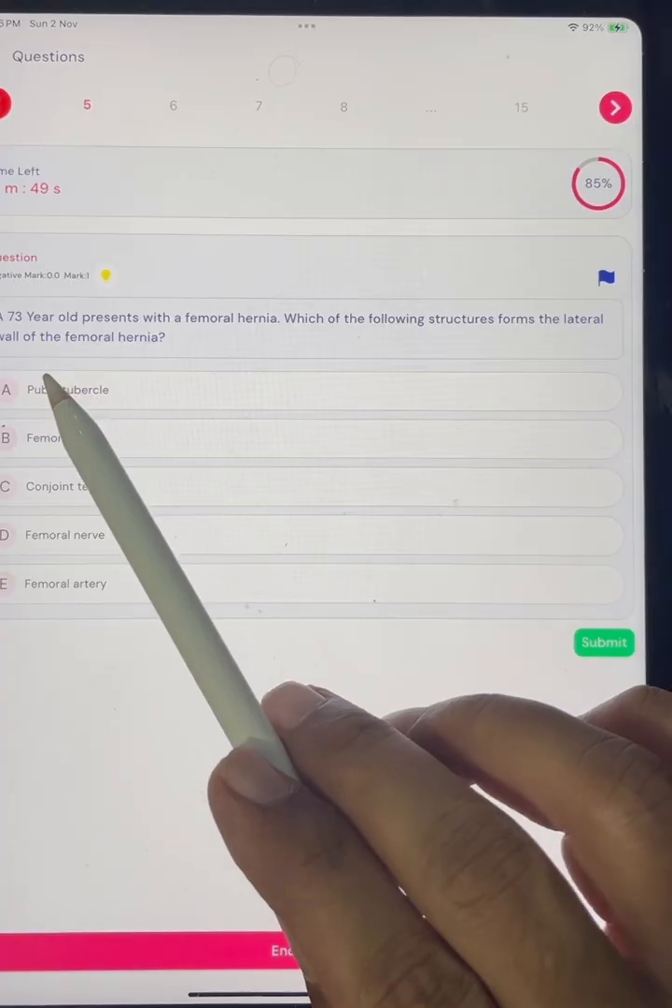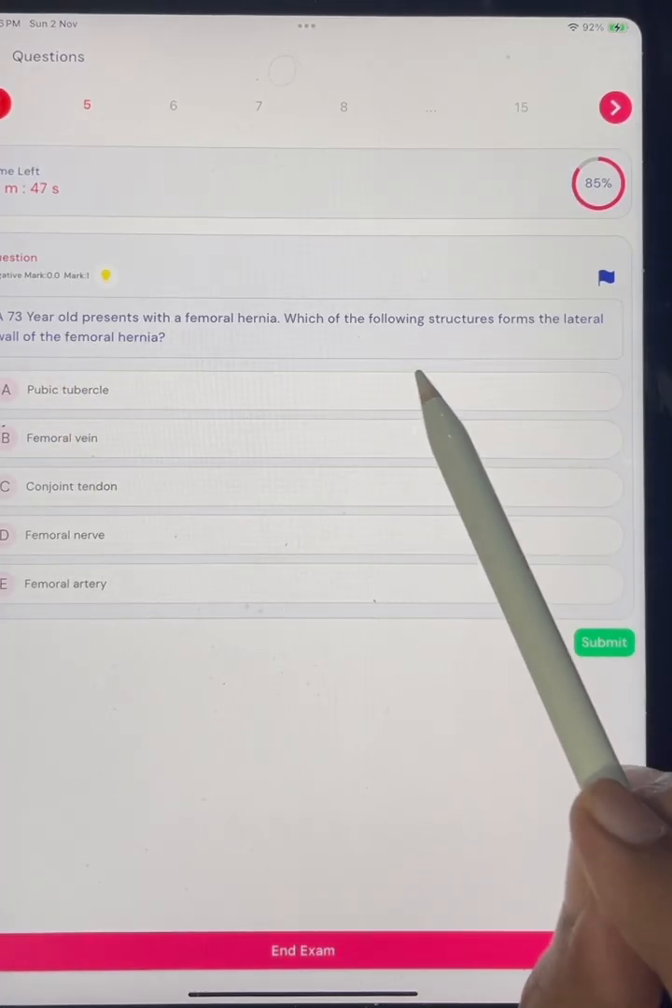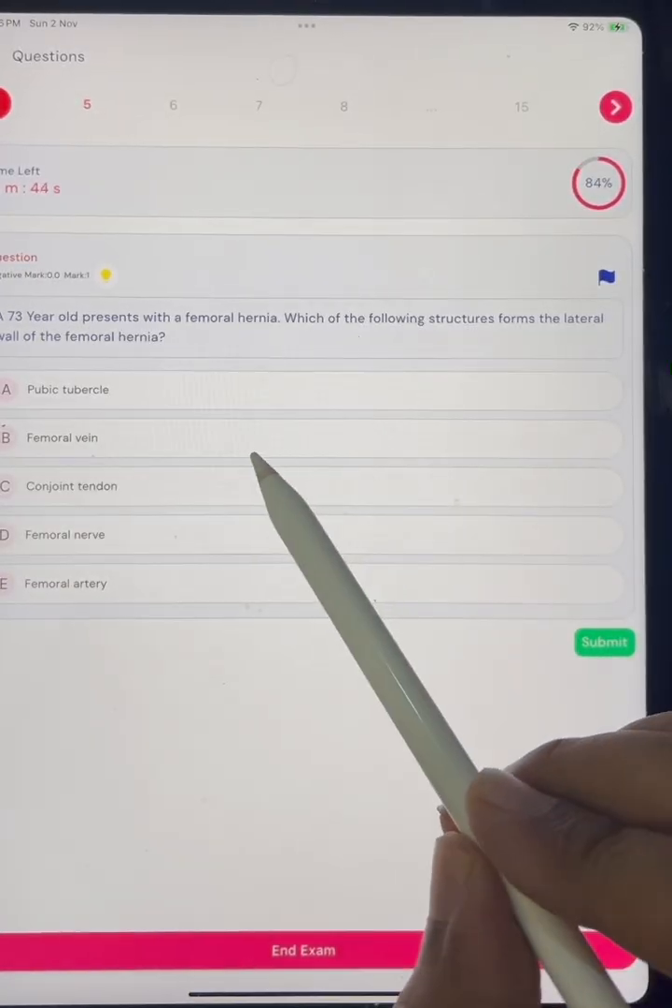Say a 73-year-old lady presents with a femoral hernia. Which of the following structures forms the lateral wall of the femoral hernia? It's the femoral vein.